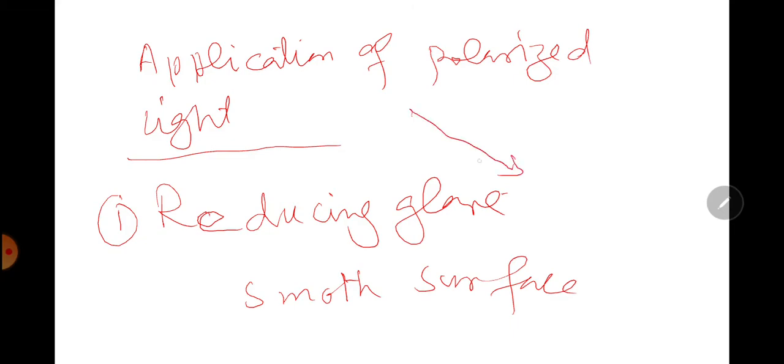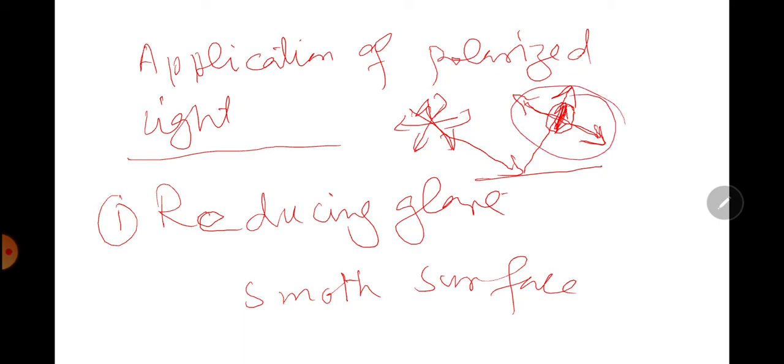Here the light ray has all planes of vibration. It is reflected from this surface. The vibration in this plane will increase and the vibration in this plane will decrease. It is called partial polarization, because the glare is present and here the glare is increased, the vibration is increased, so it will produce glare. This glare can be reduced by using polarized material. You can use polarized glass.